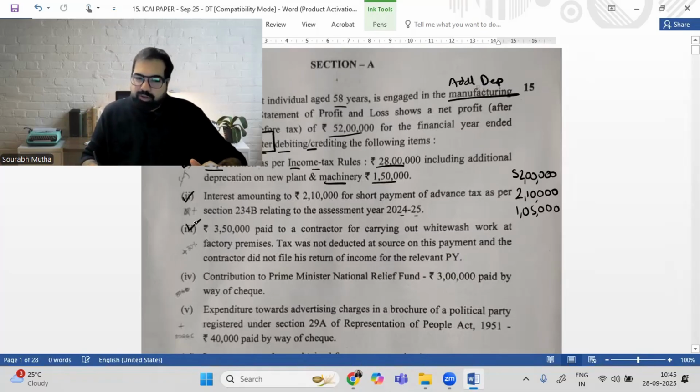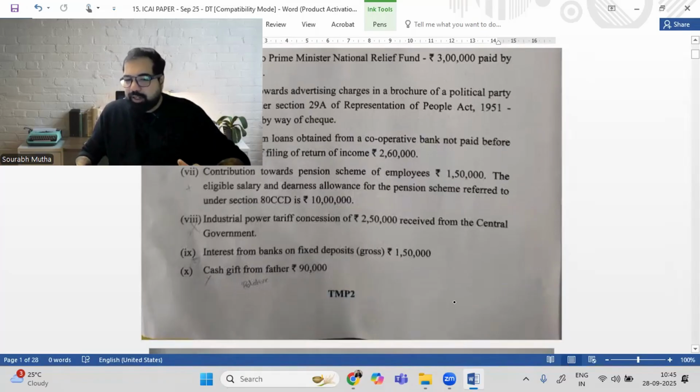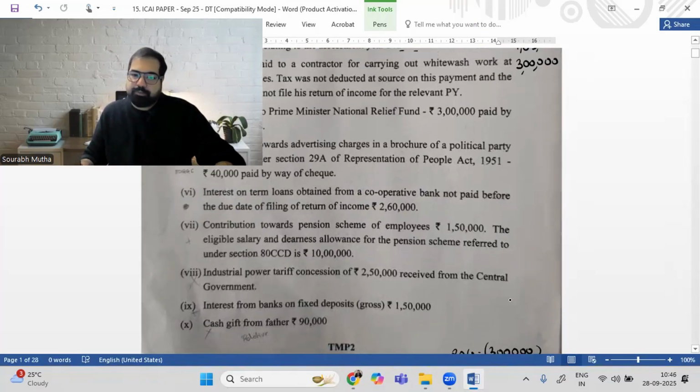Next, this is also done. Contribution to Prime Minister's National Relief Fund. Good, you've contributed, but you won't get a deduction in PGBP. So I'm going to add it back. So this 3 lakh is added back. But I'm going to write here that this deduction will be available under 80G. So I'm just writing here 80G, this 3 lakh will be available as a deduction whenever we reach gross total income. After that, we can minus this.